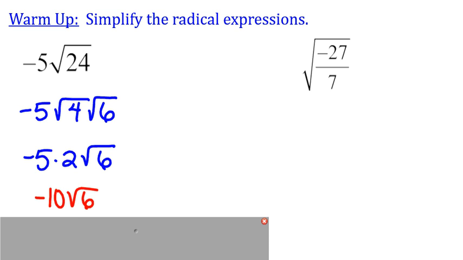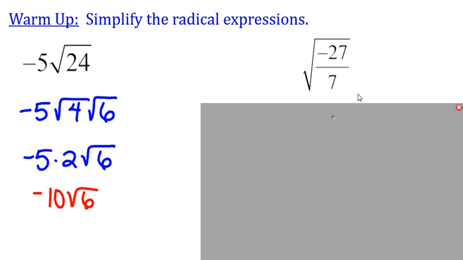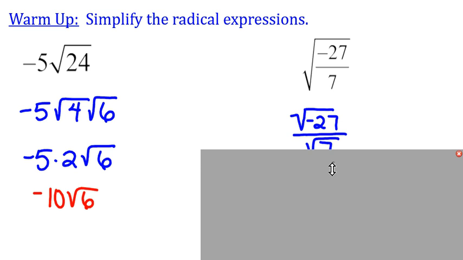For our next problem, we've got the square root of negative 27 sevenths. And within the radical, we know that other than 1, 27 and 7 don't have any common factors. So instead of having it written as one radical, we're going to write it as the square root of the numerator compared to the square root of the denominator.